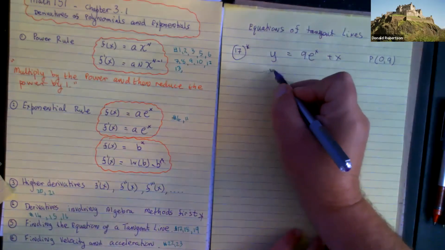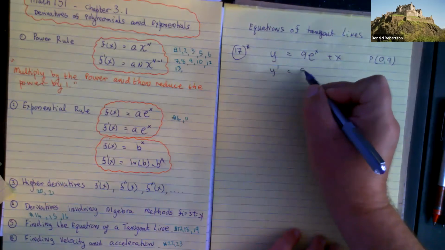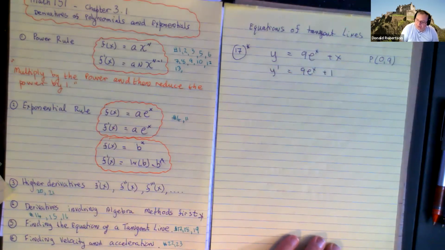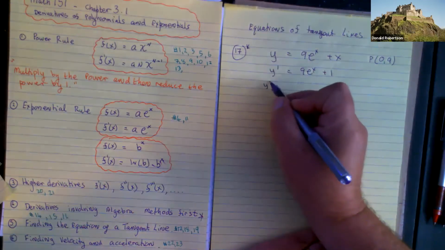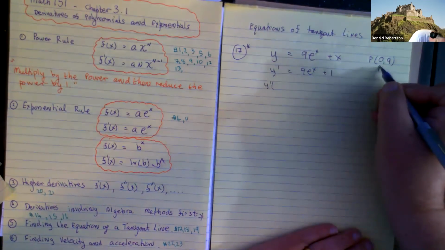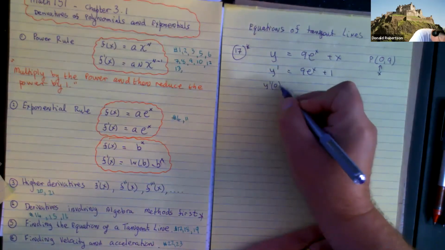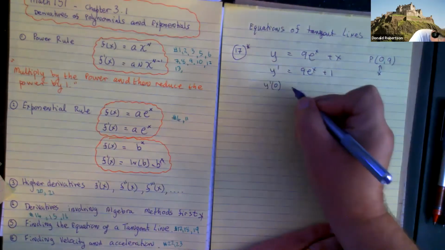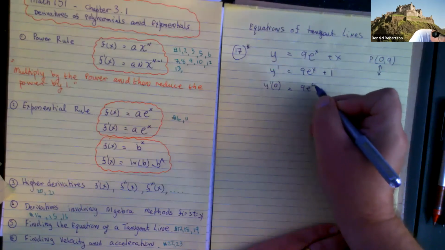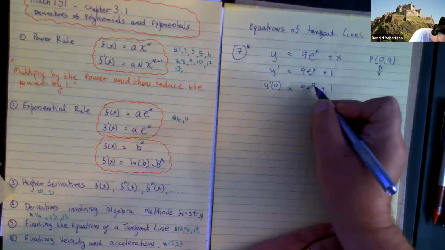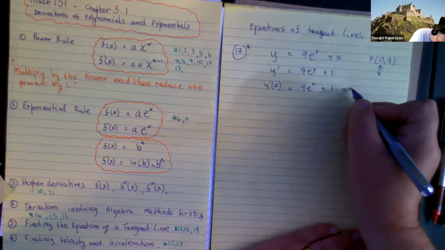Well, first thing you do is you differentiate. That was nice and easy. And then you find the derivative at 0, right? Because x is 0. And the derivative at 0, you'd write that notation. And that would become 9e to the 0 plus 1. Hopefully we all know that e to the 0 is 1, so that's 9 plus 1. So we get the answer 10.